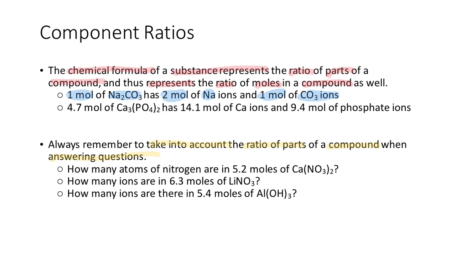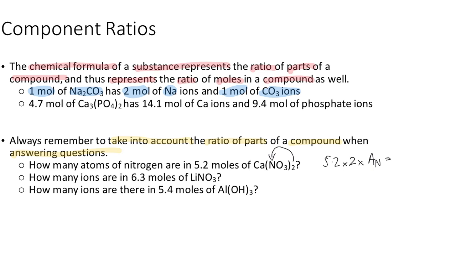How many atoms of nitrogen are there in 5.2 moles of Ca(NO3)2? What this shows is that there are 2 N's per formula unit of calcium nitrate. So I have to do 5.2 times 2 times Avogadro's number. How much is that value? 6.26 times 10 to the 24.